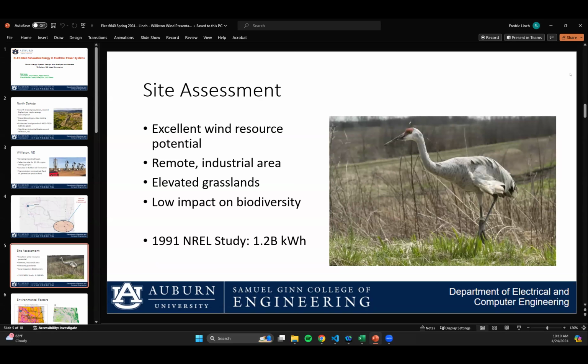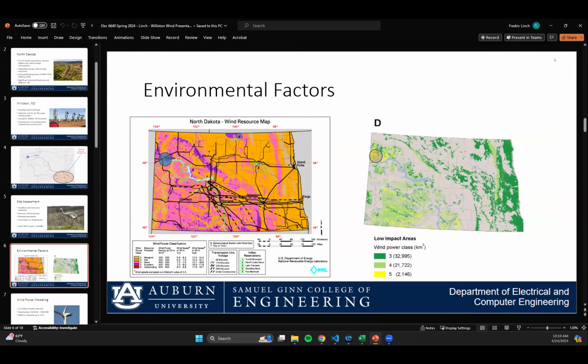And then there have been studies done that show that there's a lot of area also in North Dakota, and especially around Williston, where building a site would have a low impact on biodiversity. And in 1991, an NREL study actually estimated that there's 1.2 billion kilowatt hours of wind energy that could be harnessed by wind turbines.